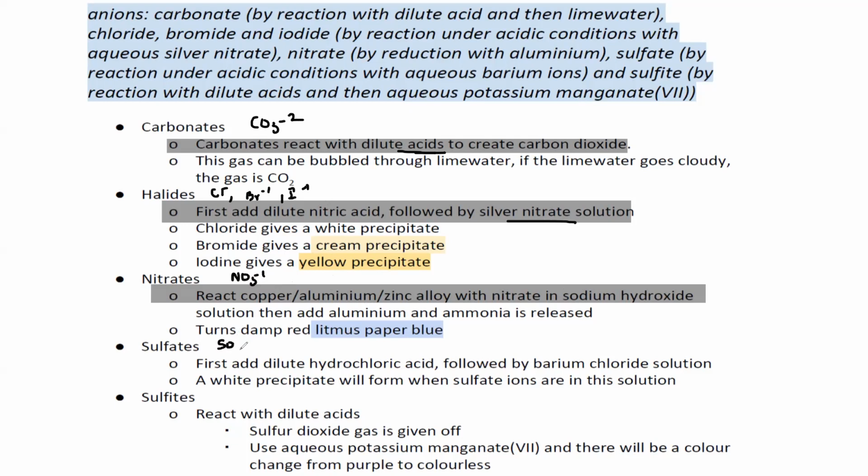For sulfate ion, how do we do the test? We add hydrochloric acid followed by barium chloride. It will give a white precipitate. And for sulfite, sulfite means SO3, we react with dilute acid. When it reacts with dilute acid, it gives off a gas which will turn potassium manganate from purple to colorless. So now there's a video related to this.